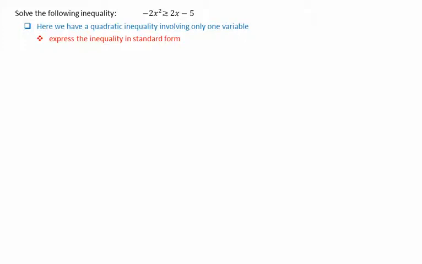Solve the following inequality. Here we have a quadratic inequality involving only one variable. To solve this, we will express the inequality in standard form. We will then determine the solutions to the corresponding equation.